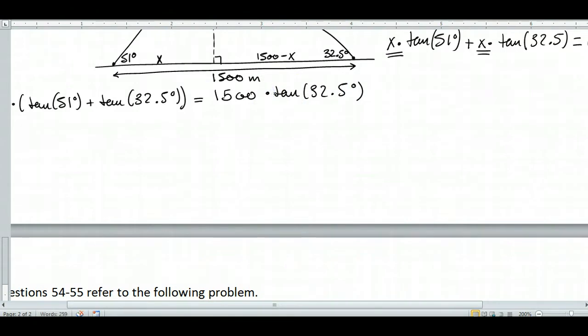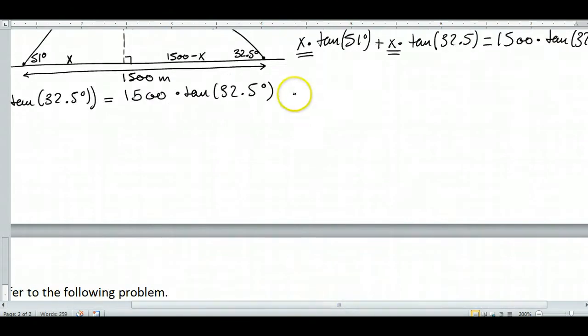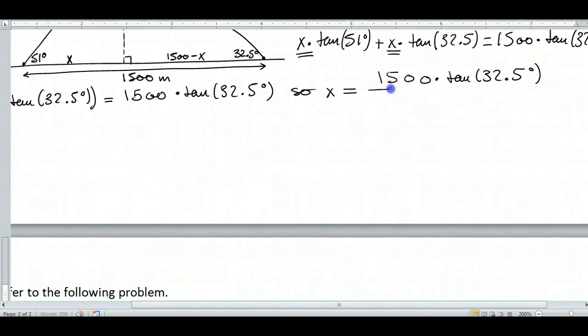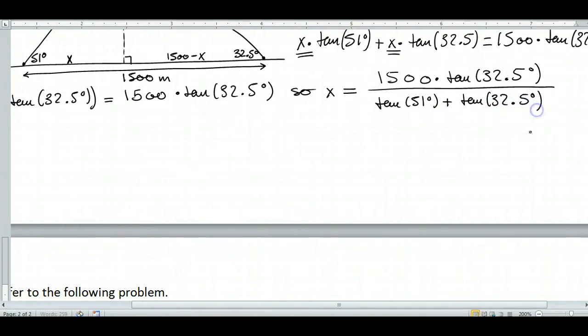And so, last step. X is equal to 1500 times tan of 32.5 divided by tan of 51 plus tan of 32.5.